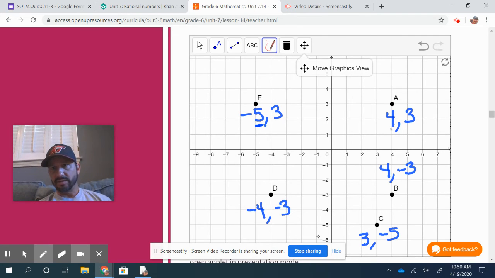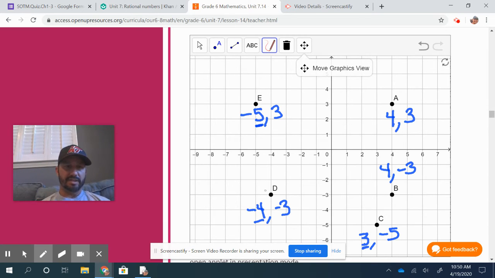So again, if you look at this one, the absolute value of 4 is 4, and A is 1, 2, 3, 4 points away from the y-axis. If we look at B, same thing. The x coordinate is 4, and it is 1, 2, 3, 4 points away from here. C, absolute value of the x coordinate, absolute value of 3 is 3, and it is 1, 2, 3 points away from the y-axis. And D, absolute value of -4 is 4. It is 1, 2, 3, 4 places away.